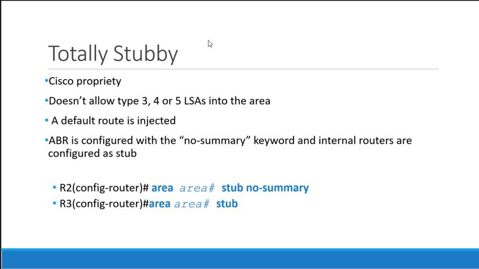Our totally stubby area is Cisco proprietary. It doesn't allow Type 3, 4, or 5 LSAs into the area. A default route is injected. The area border router is configured with the no summary keyword, and the internal routers are configured as stubs. So the configuration on the area border router is area, the area number, stub, and then no summary. And then the internal routers are area, the area number, and stub.